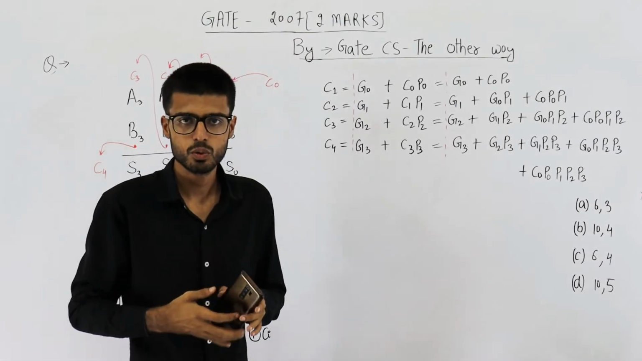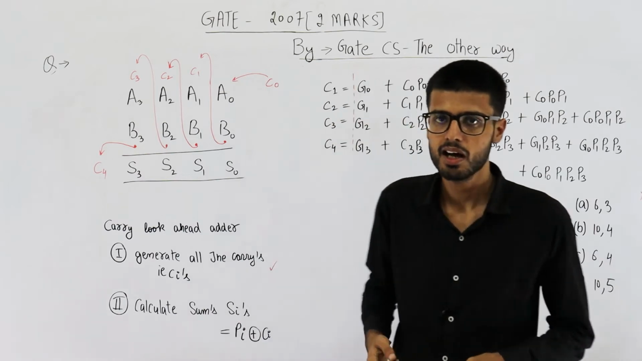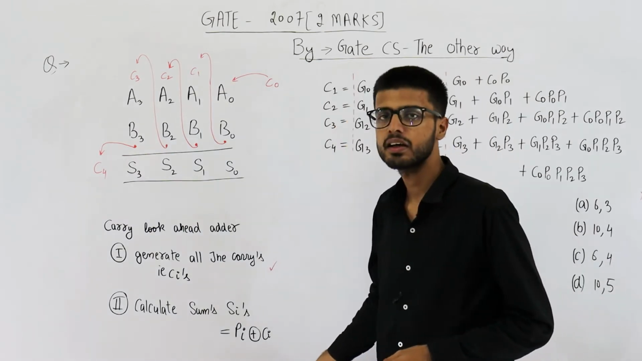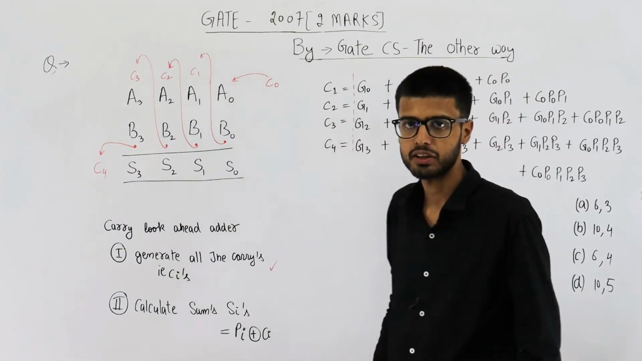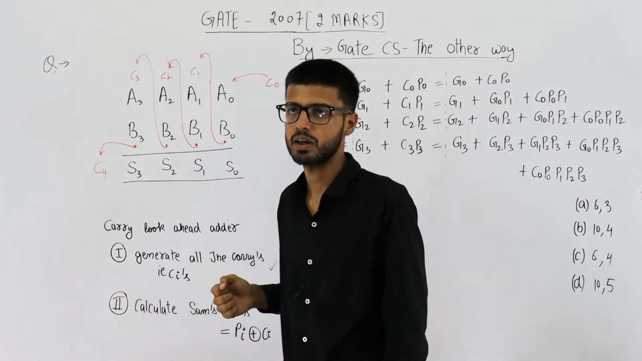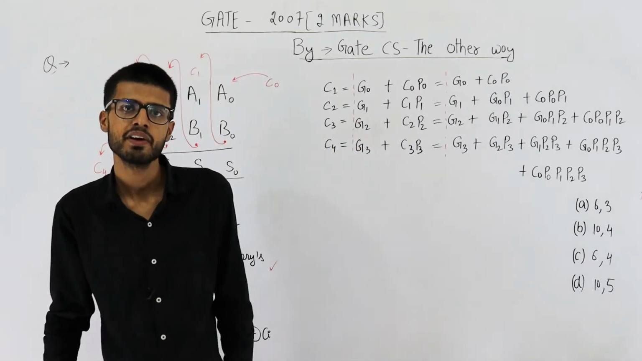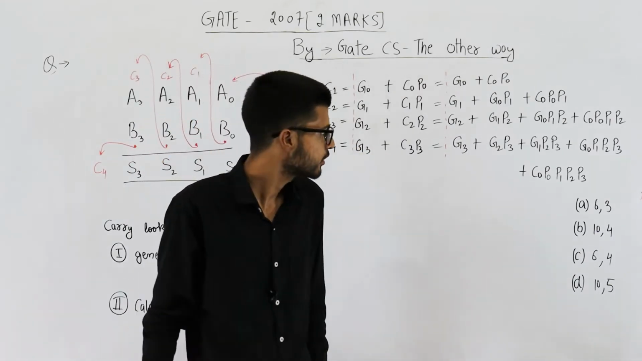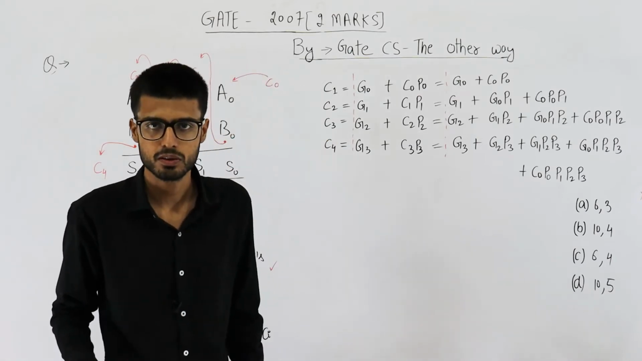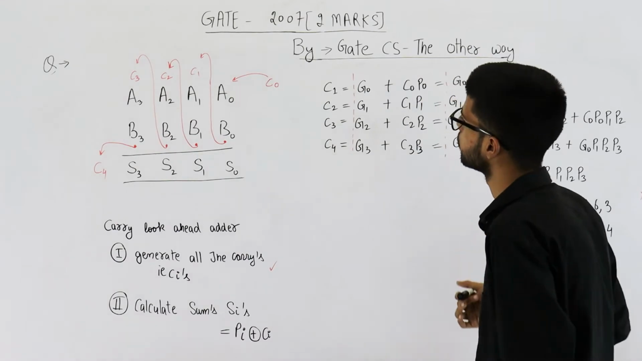Okay, so we need to determine how many AND gates and OR gates are required for implementing a carry look ahead generator. Keep in mind, we want only the generator, not the complete carry look ahead adder. Also, it's given that fan in can be anything. We can use a 4-input OR gate also. Similarly, 4-input AND gate is also given.